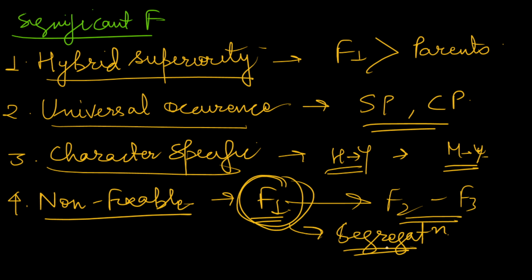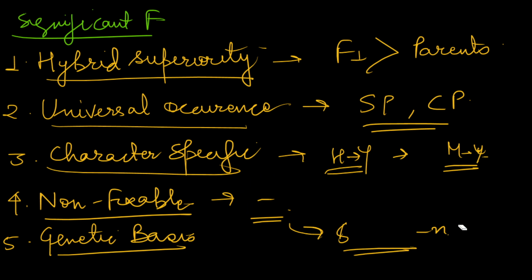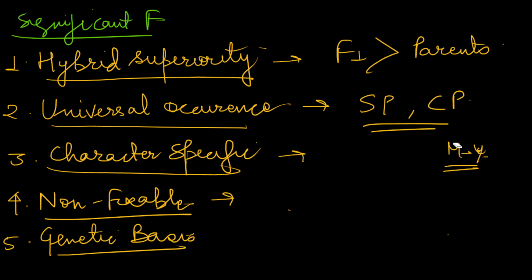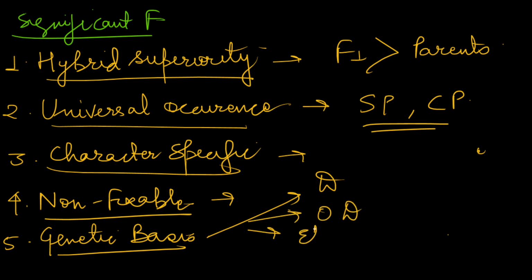So it is non-fixable. Next, it depends on gene action. There is a genetic basis of heterosis. In the genetic basis, you will see that heterosis depends on gene action, and these gene actions can be of three types: dominance gene action, overdominance gene action, and epistasis gene action, which is asked in the question.